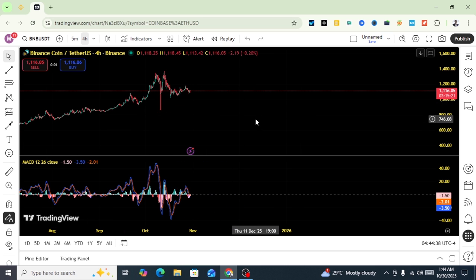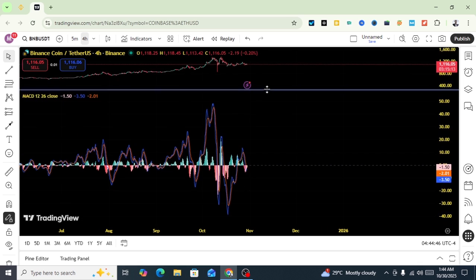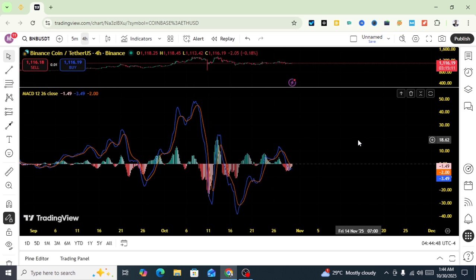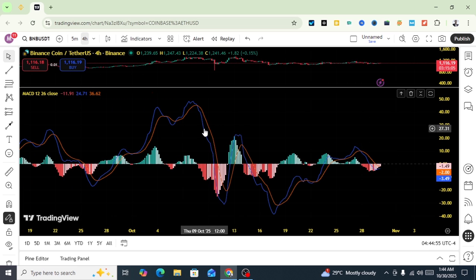We'll see the three parts of this indicator: the MACD line, the signal line, and the histogram. In the analysis, you can see this blue line, which is called the MACD line, and the orange line is called the signal line. And the histogram bars, you can see here: down, up, down, down, up.